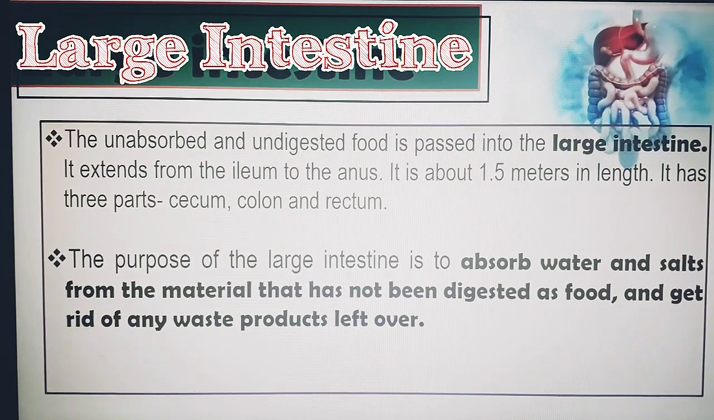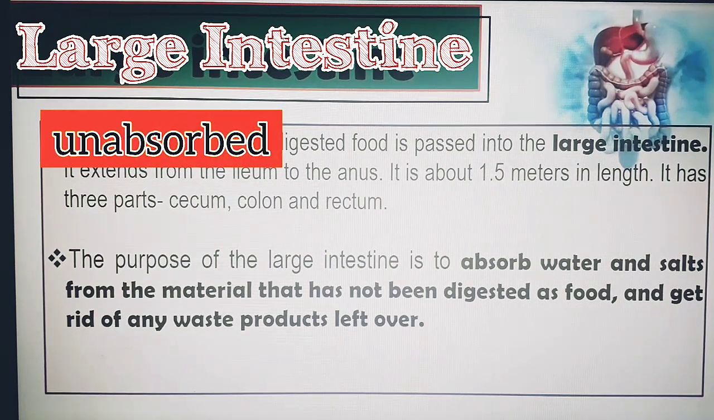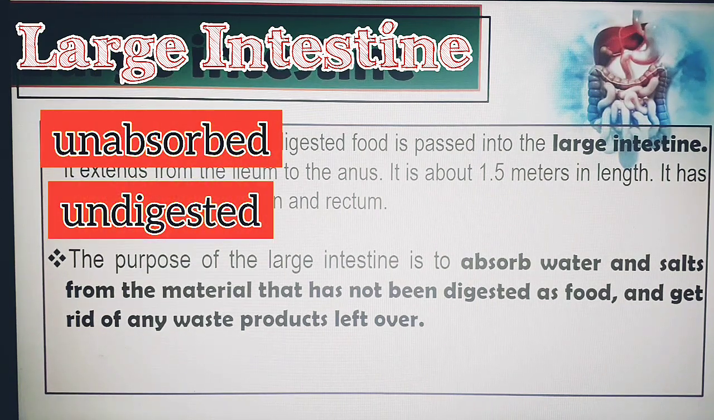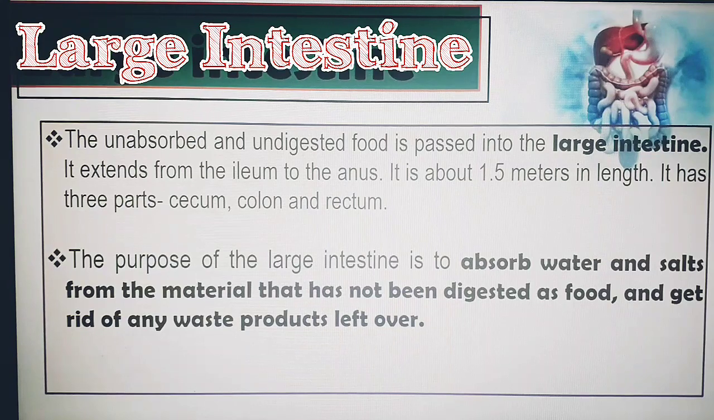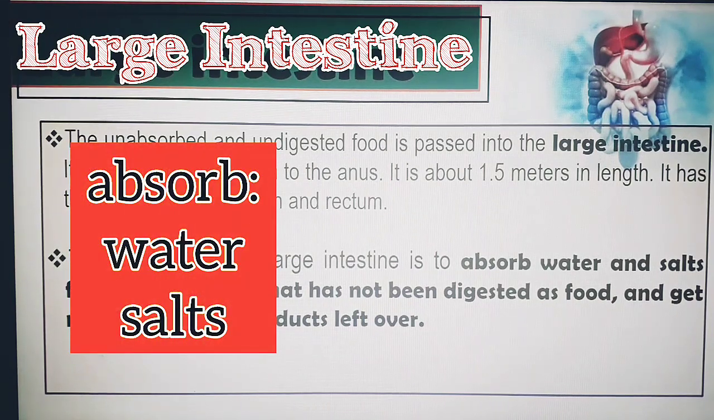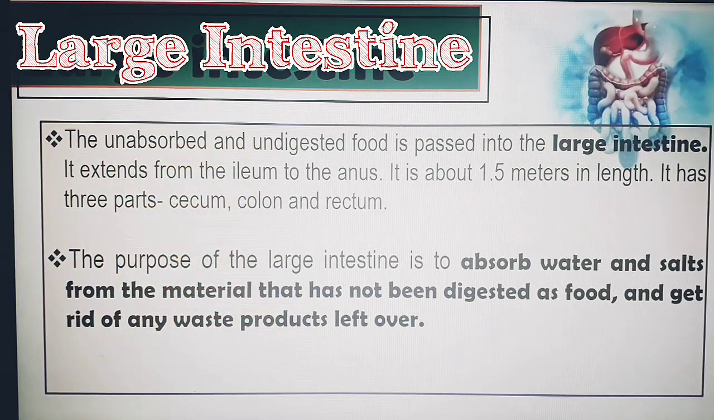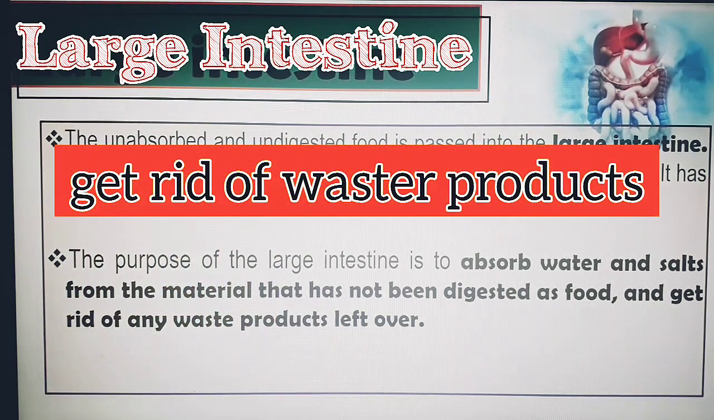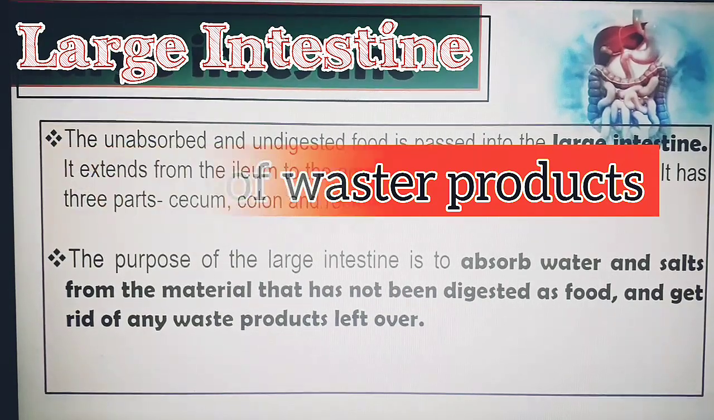The large intestine. The unabsorbed and undigested food is passed into the large intestine. It extends from the ileum to the anus. It is about 1.5 meters in length, and it has 3 parts, the cecum, colon, and rectum. The purpose of the large intestine is to absorb water and salts from the material that has not been digested as food and get rid of any waste products left over.